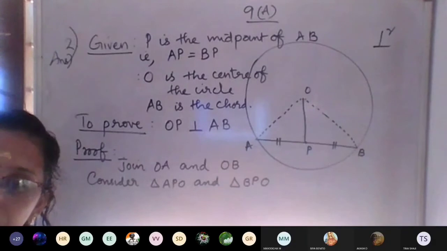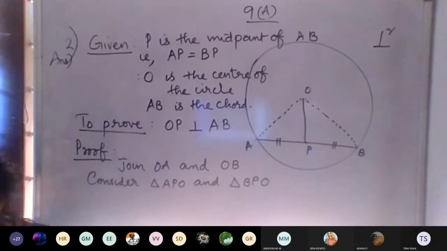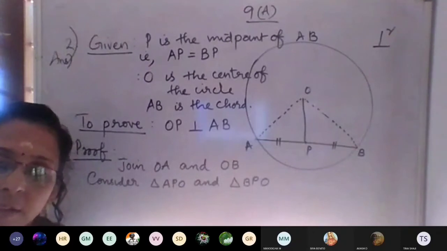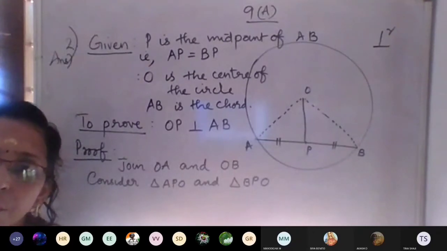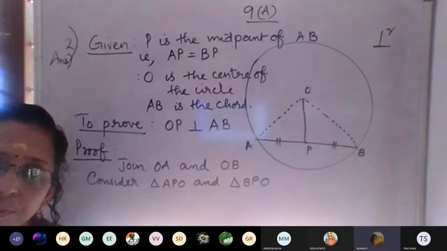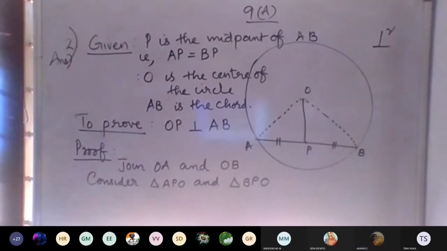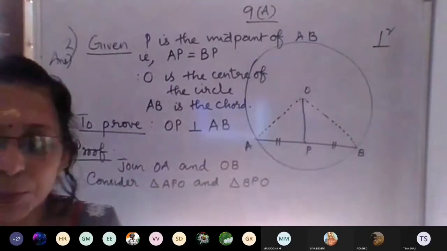Figure is important. You have to draw the figure. Use pencil and scale. What are the things we are joining? Use dotted lines, that is better. No need of drawing straight lines, use dotted lines. Completed? Okay. So the next step is we have to prove.